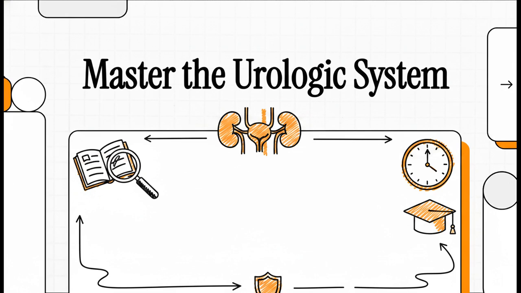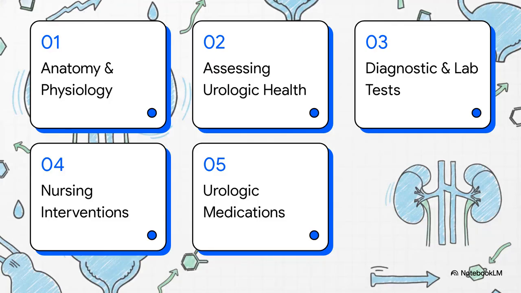We aren't just going to sit here and memorize facts, we're going to dig into the why behind them so you can walk in and confidently tackle any clinical judgment scenario they throw your way. To do that efficiently, we'll follow this quick agenda. 1. Anatomy and physiology basics. 2. Assessing urologic system health. 3. Diagnostic and lab tests. 4. Key nursing interventions. And finally 5. Essential urologic medications. Let's get to it.